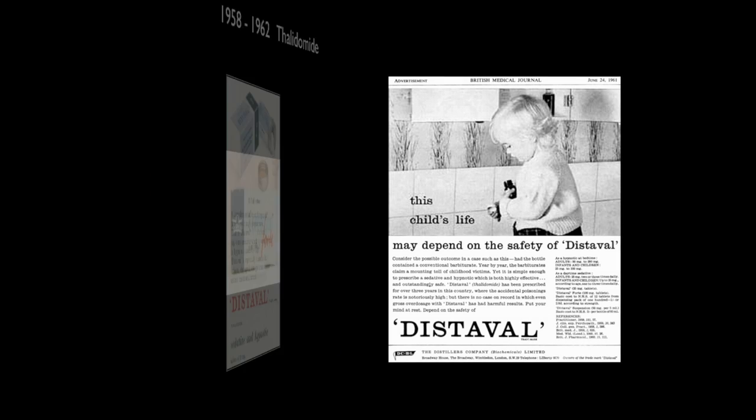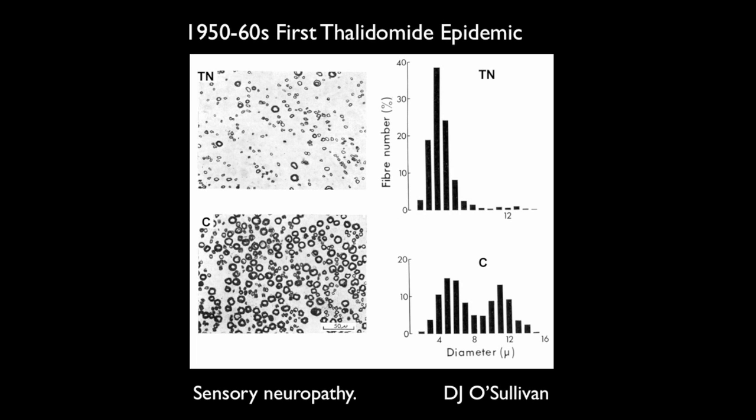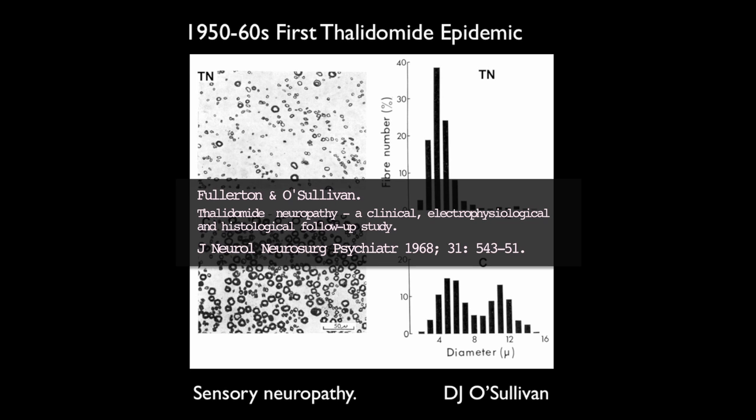The next slide is a very important one. It's the pathology underlying the first thalidomide epidemic in adults. And I want you to memorize this slide because it is what thalidomide does to nerves. It's from a 1960s paper co-authored by an Australian neurologist, Dr. Dudley O'Sullivan, then working in London.